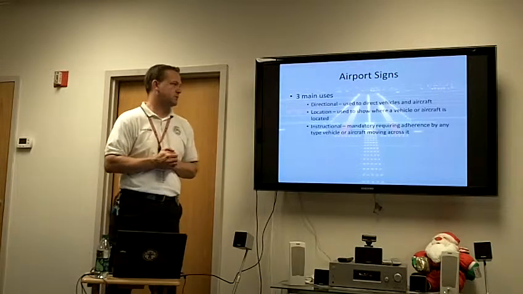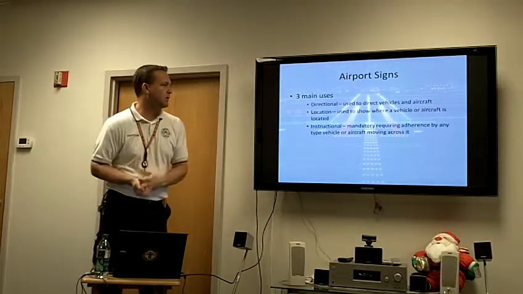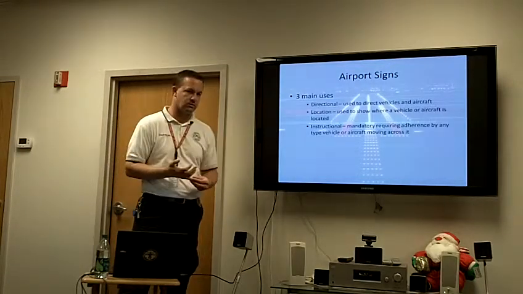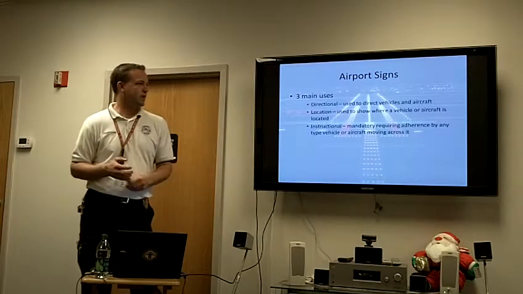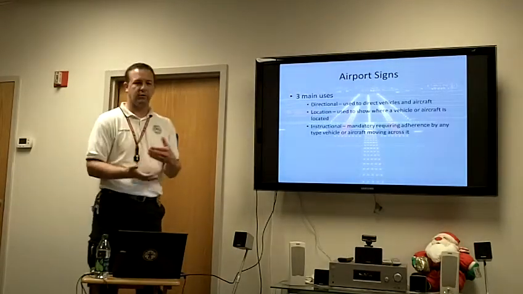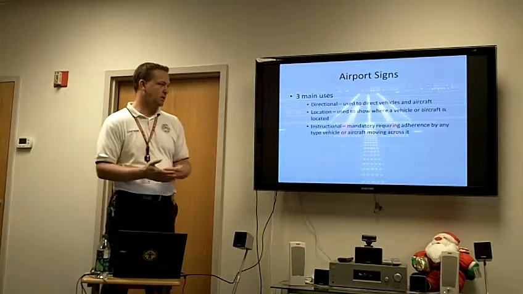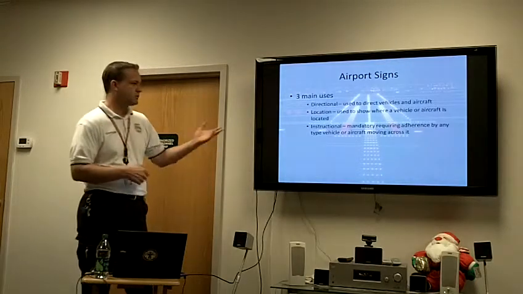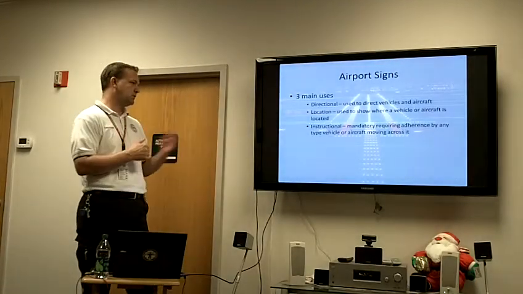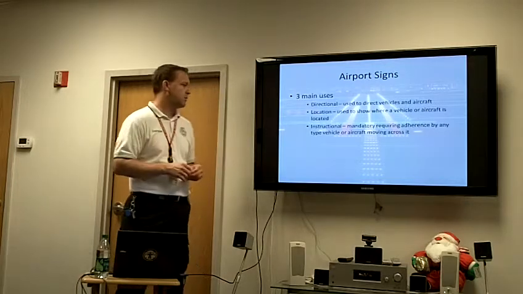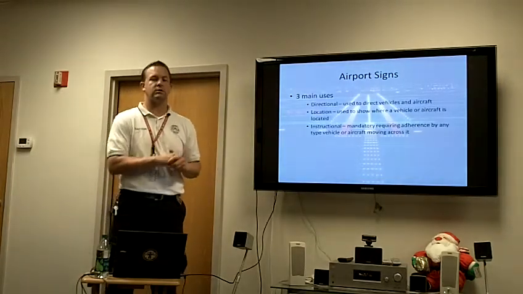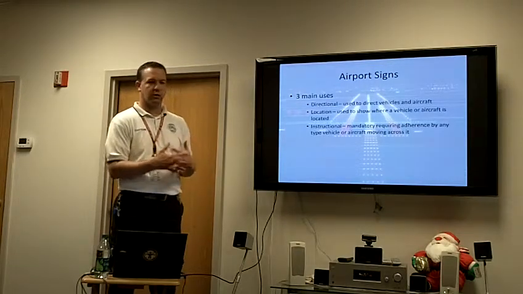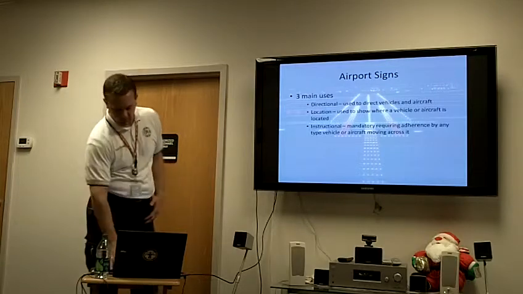Signs, three main uses. This is a little bit bigger category. You have directional signs, you have locational signs, and you have instructional signs. Directional signs are used to do just that, direct vehicles and aircraft. Location signs used to show where a vehicle or aircraft is located. We'll go into more detail in a second. Instructional signs, such as also the markings, mandatory, requiring adherence by any type vehicle or aircraft moving across it. It is all one big effort from signs, markings, and lightings to let you know what you need to do.